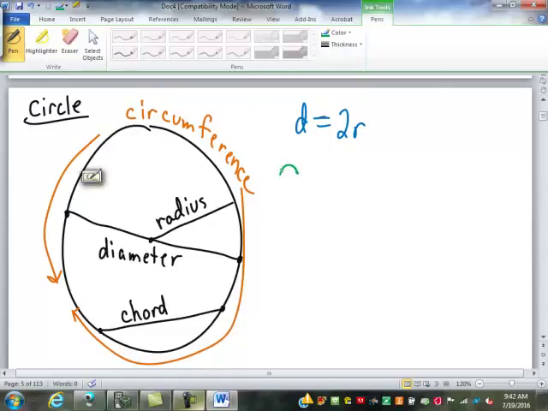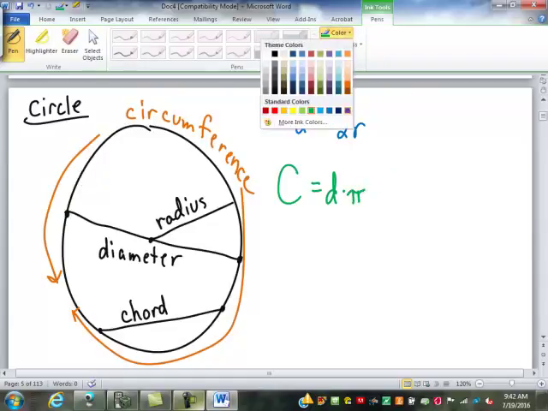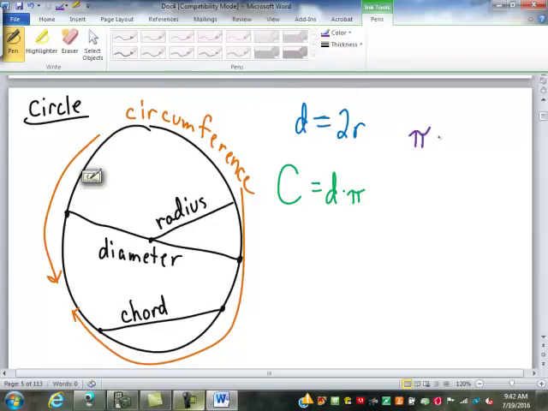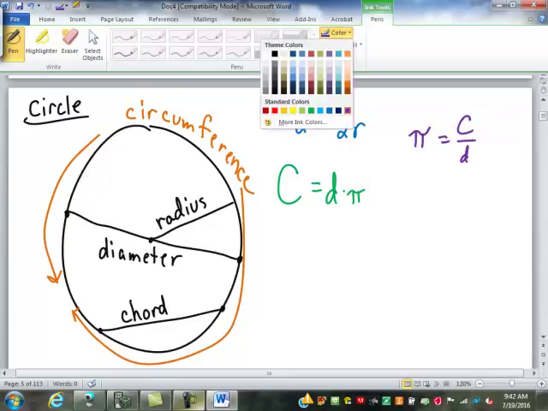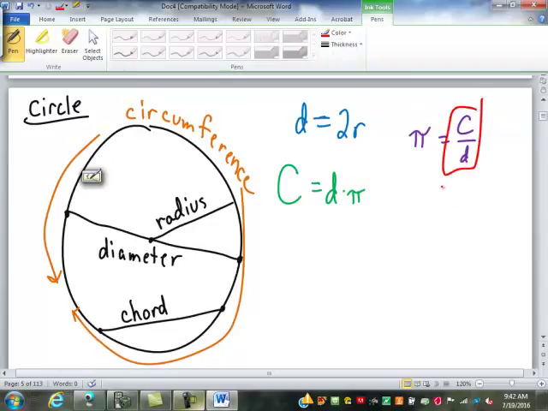The circumference is equal to the diameter times a mythical constant called pi. Technically, the definition of what this little symbol, pi, is the circumference divided by the diameter. That ratio, circumference divided by the diameter, is the same for all circles. It's a constant. It's approximately 3.1415926, and so on. We will use 3.14 for the most part in here.